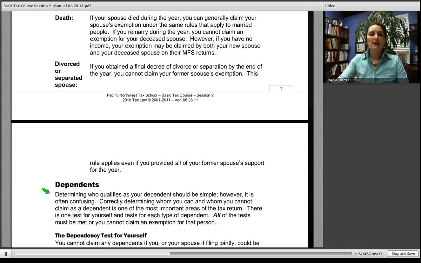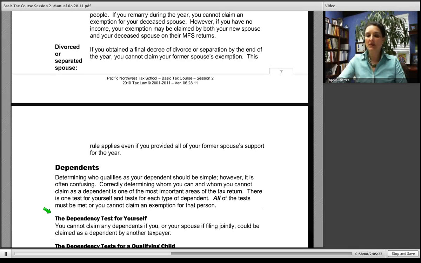Dependents. Determining who qualifies as your dependent should be simple. However, it is often confusing. Correctly determining whom you can and whom you cannot claim as a dependent is one of the most important areas of the tax return. There is one test for yourself and tests for each type of dependent. All of the tests must be met, or you cannot claim an exemption for that person.